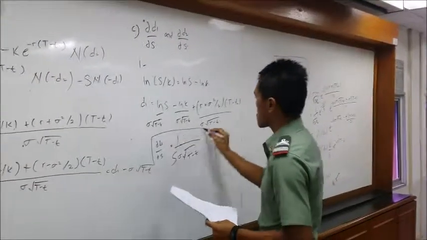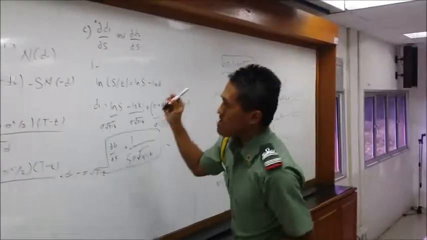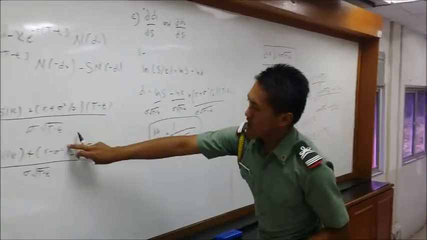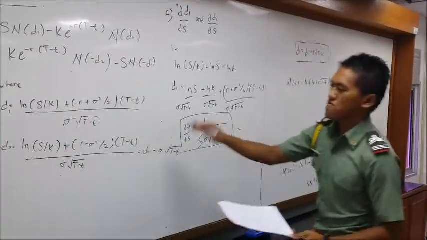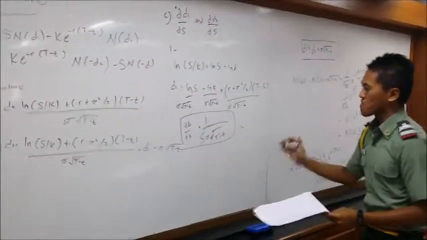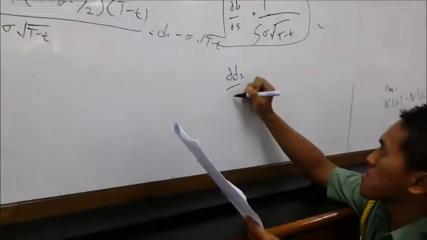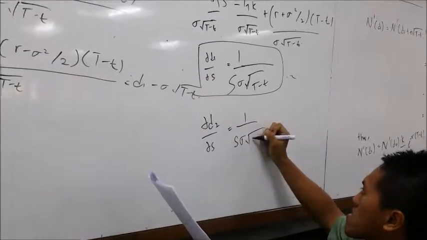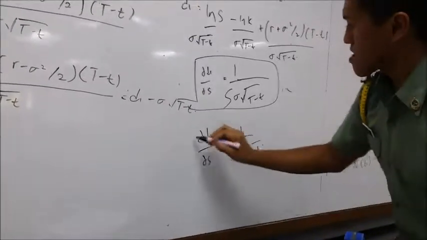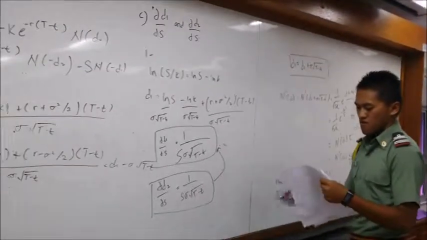This is for ∂d1/∂S. So we must find ∂d2/∂S. It is the same as ∂d1, just the difference is r minus q and r plus σ². So it's all about the same, the constant variables, all of that. After the partial differentiation, we find that ∂d2/∂S equals 1 over Sσ√(T−t), same as ∂d1. So ∂d1/∂S is the same as ∂d2/∂S. Okay, solved question C.